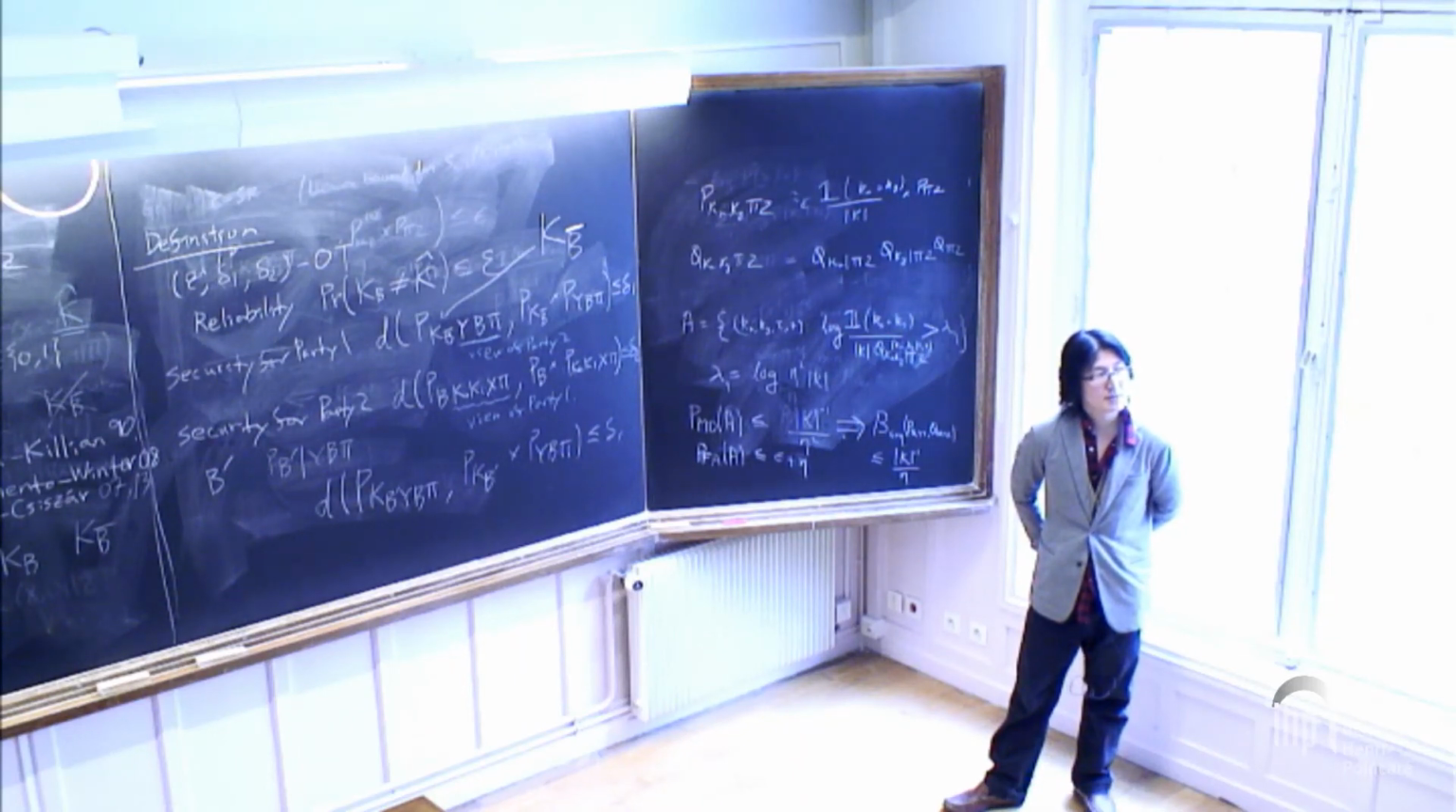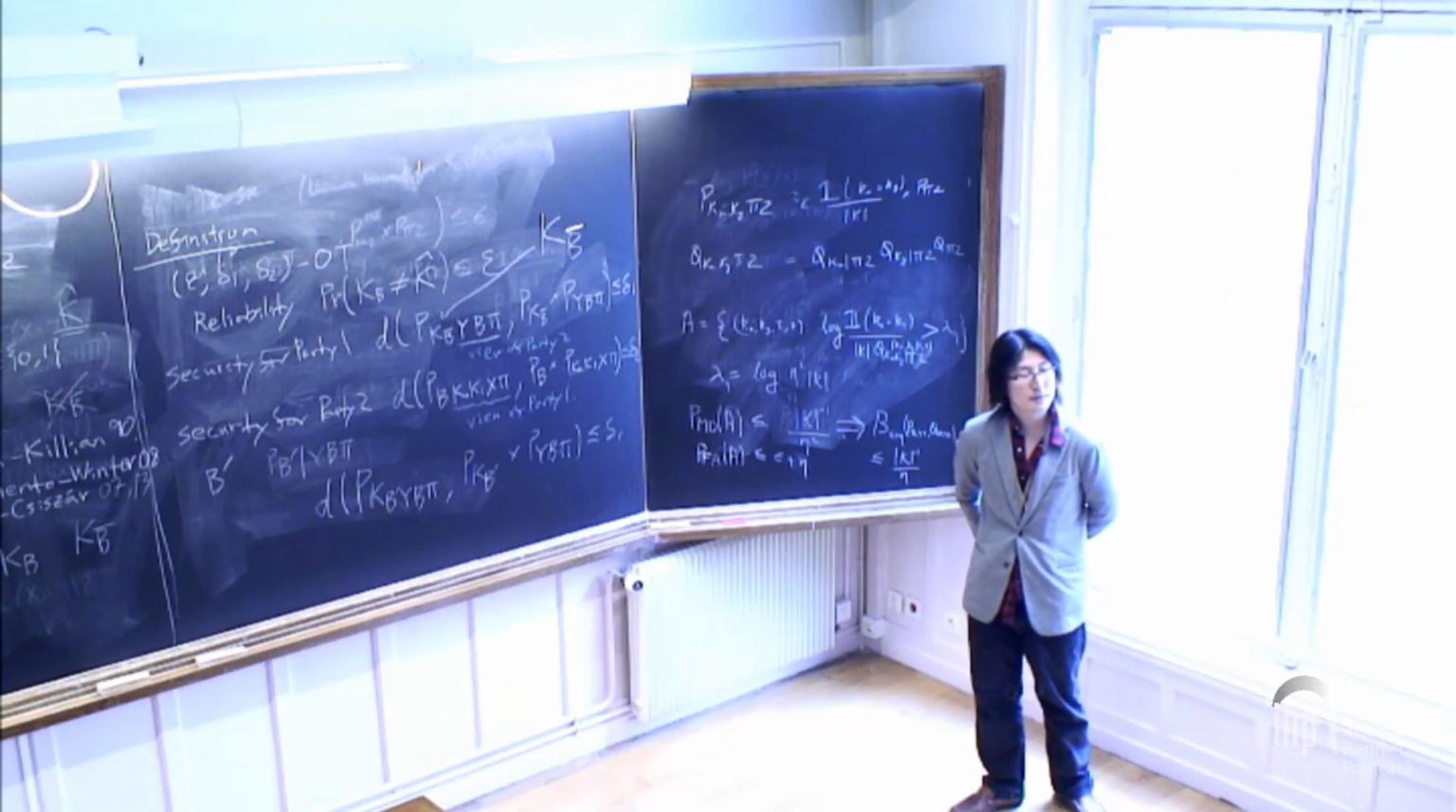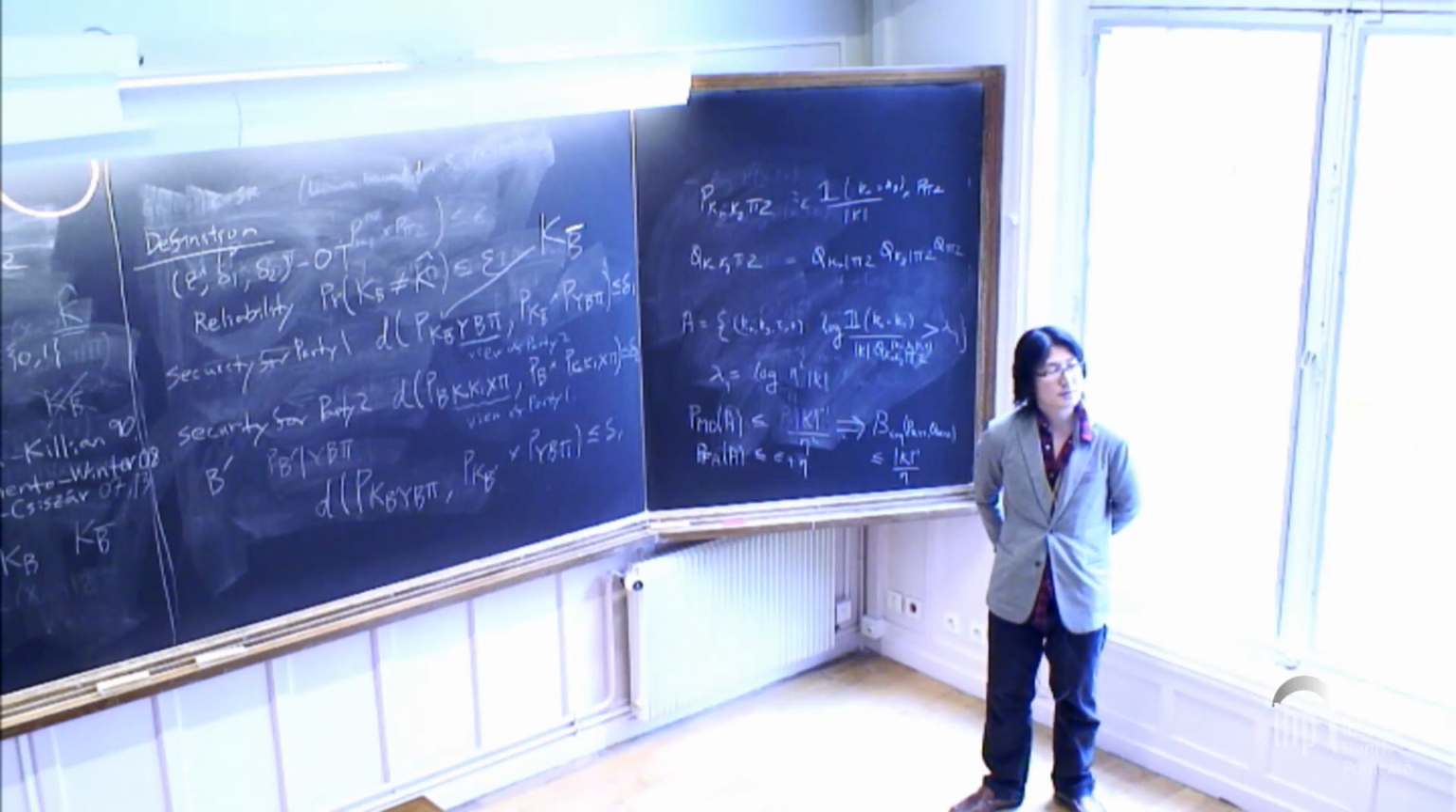So in other words, we allow distinguishability when you do the simulation-based, the person who's trying to distinguish is all powerful. Can do any possible statistical test.